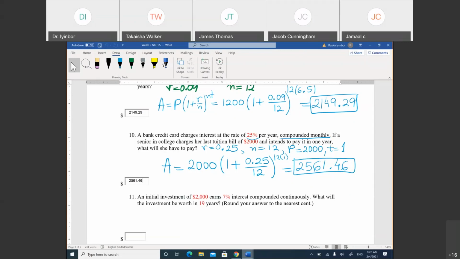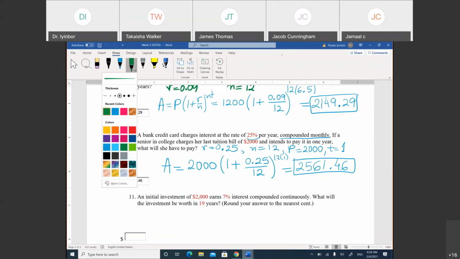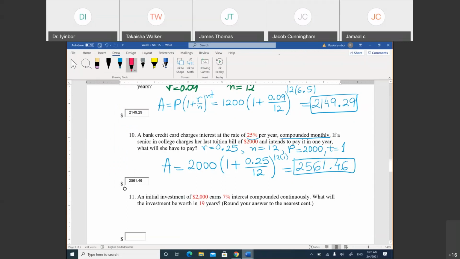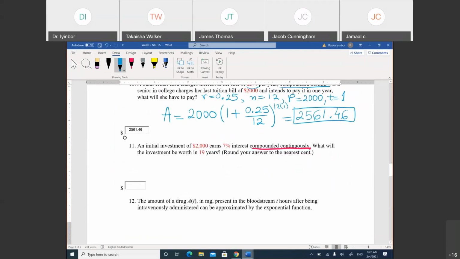Now, the next question we have is about compound continuously. Okay, so let me explain what continuously means. Obviously, we're going to use the next formula, which I'm going to write here for you. For compound continuously, the amount you're going to get is equal to principal times E with exponent R and T. So there's no N here. There is no N because when it's compound continuously, N approaches infinity. What does infinity mean?